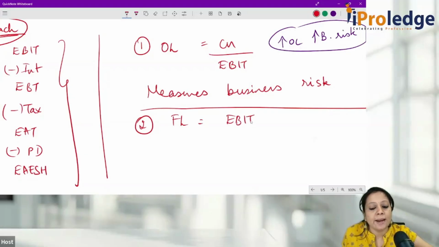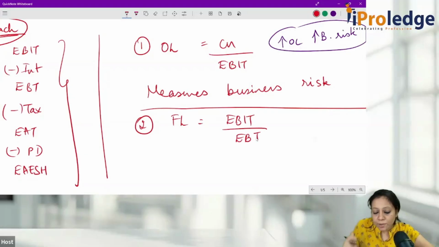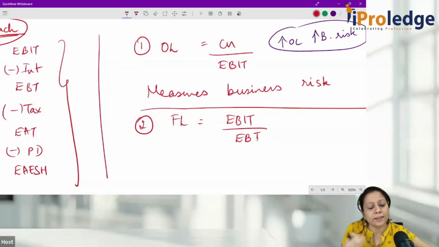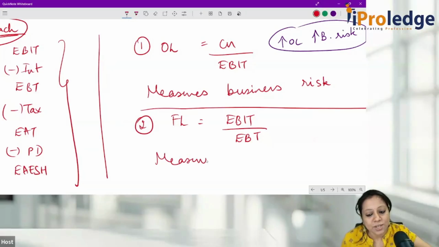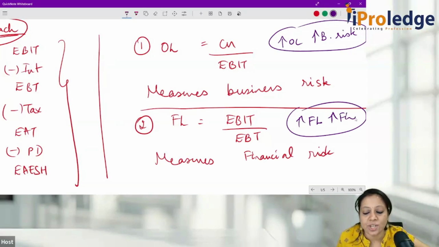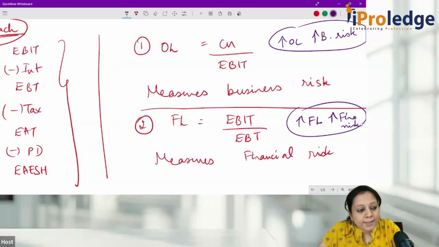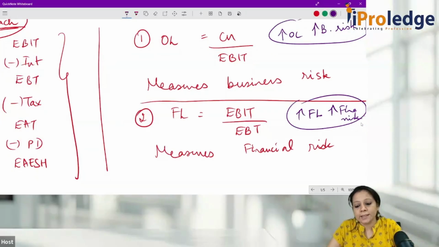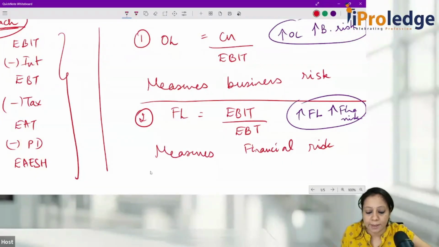Financial leverage is equal to EBIT divided by EBT. As in, when you say financial charge, we actually mean only the interest, right? So here the interest is the only difference between numerator and denominator. So it measures what? It measures financial risk. Again, higher the financial leverage, higher the financial risk. So this is something that may be asked. It's not been asked recently, so it's a place where things can be tested.